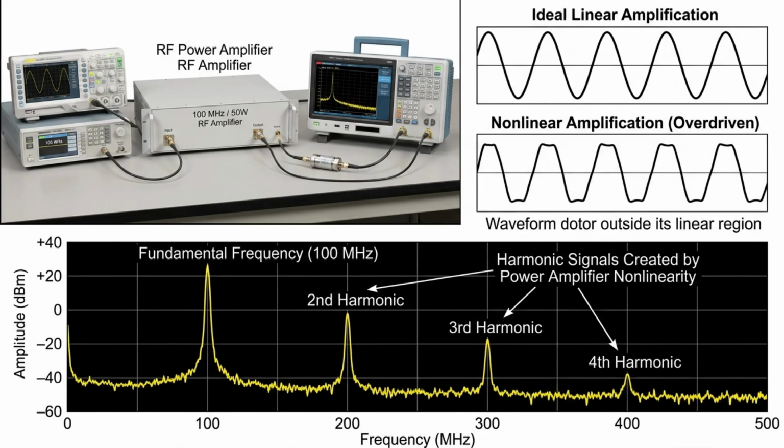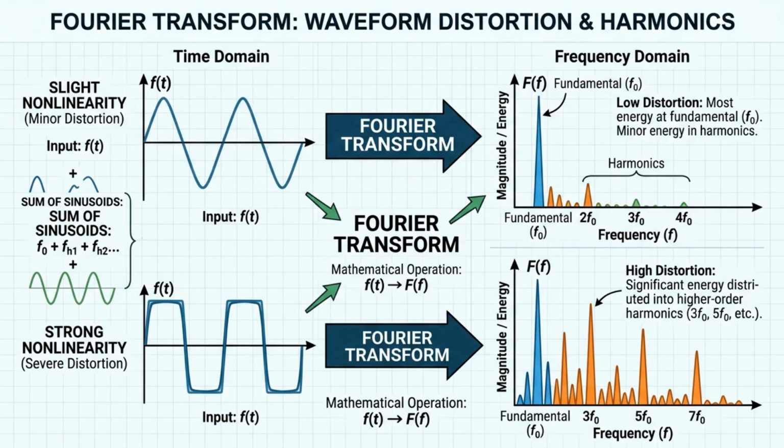Physically, consider a power amplifier transmitting a 100 MHz signal. If the amplifier operates outside its linear region, the output waveform becomes distorted. On a spectrum analyzer, additional peaks appear at 200 MHz, 300 MHz, and higher multiples of the fundamental frequency. These are harmonic signals created by the amplifier's nonlinearity. Mathematically, nonlinear waveforms can be represented as the sum of multiple sinusoidal components using the Fourier transform. The stronger the waveform distortion, the more energy appears in the higher-order harmonics.